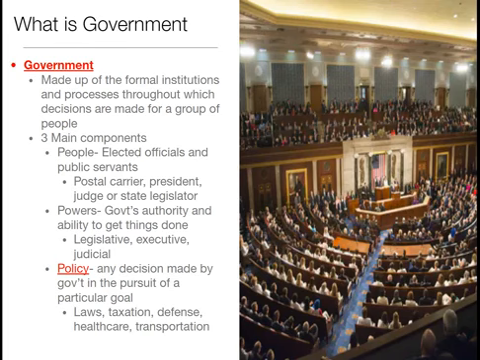Powers are the government's authority and ability to get things done. Examples are the 3 branches of government, the legislative, executive, and judicial branch. And also policy. Policy is any decision made by the government in pursuit of a particular goal. So we're looking at different laws that get passed, taxation, defense, healthcare, transportation, anything that our government creates.